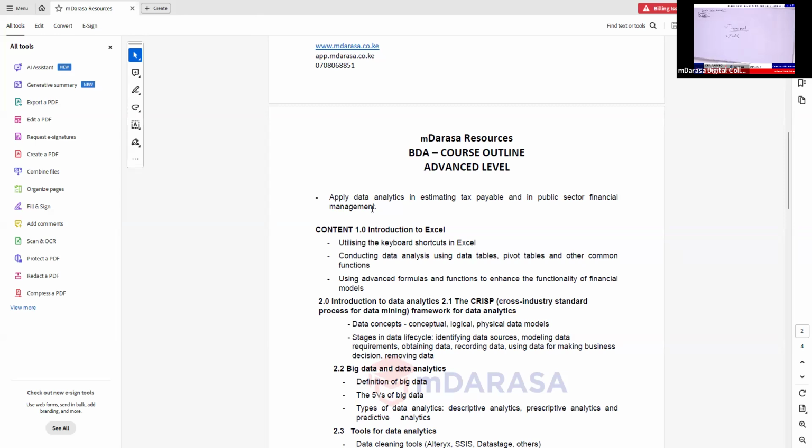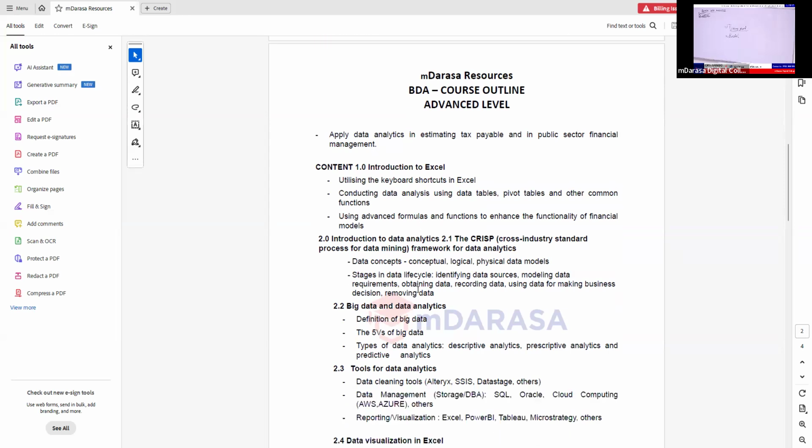So at this point, whatever should be expected to cover, at least we will be expected to talk over topic number 1, which is always introduction to Excel. These are what we'll be expected to cover. As you can see on introduction to Excel, main elements that we'll cover include utilizing the keyboard shortcuts, which will be very important.